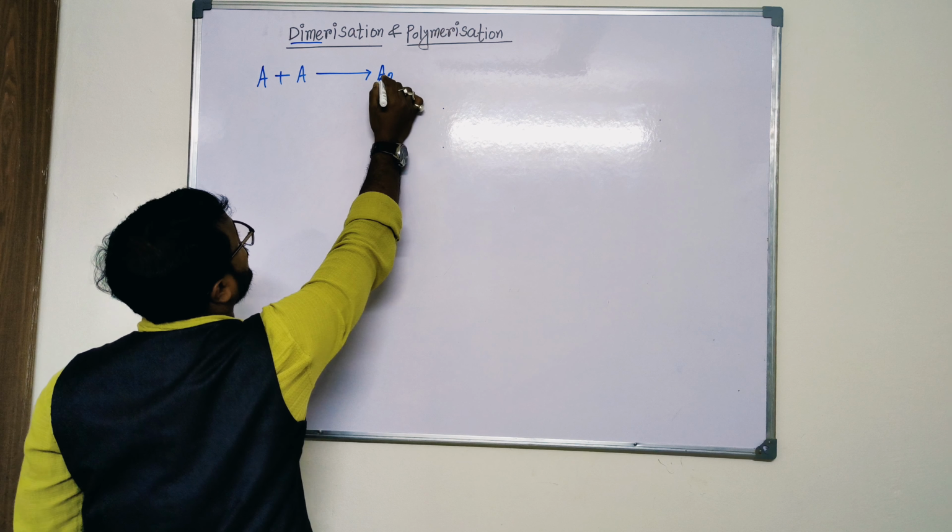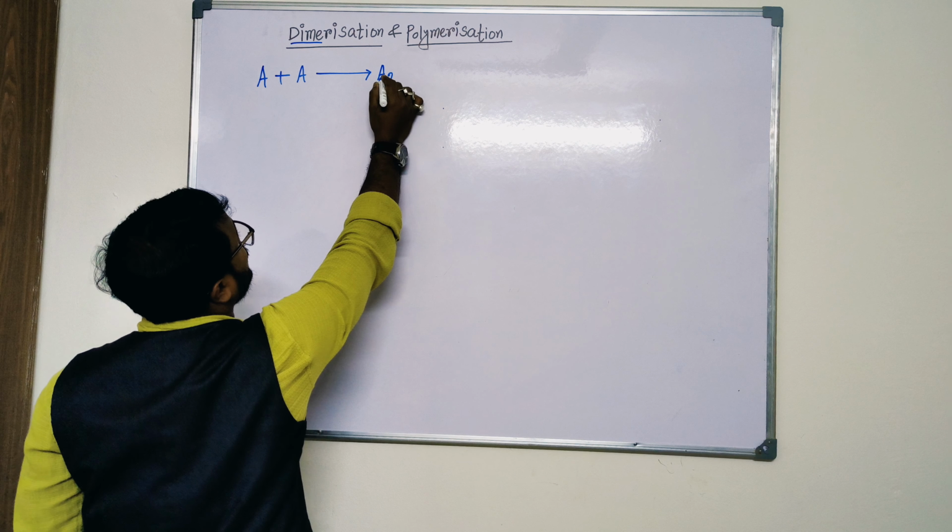Now, what is the hybridization and what is the name of the molecule? BH3 is named as borane. So the name is borane. What is the hybridization of BH3?